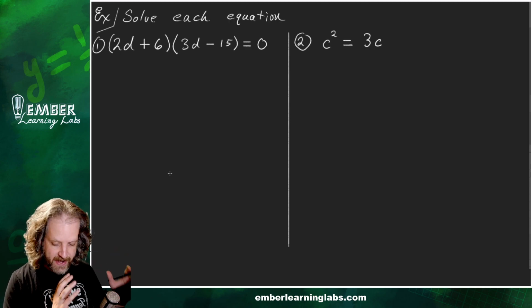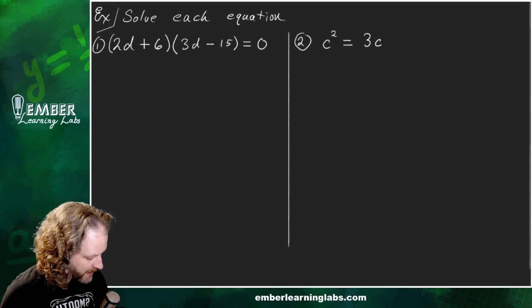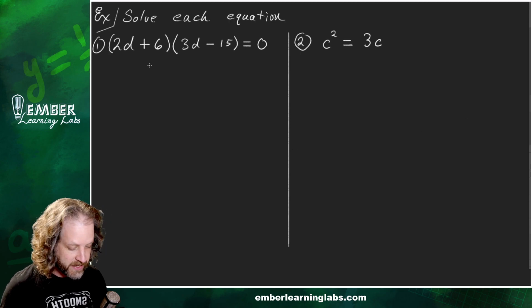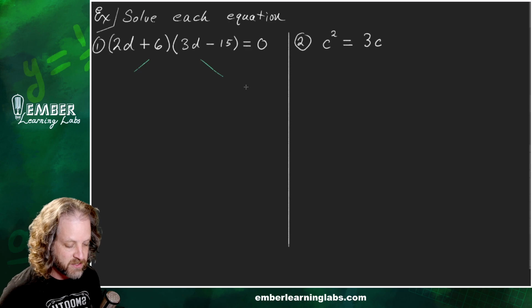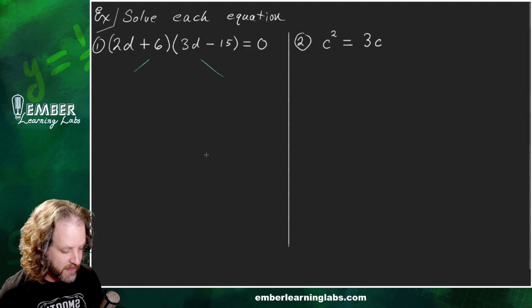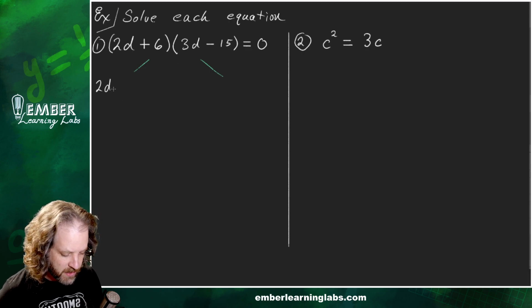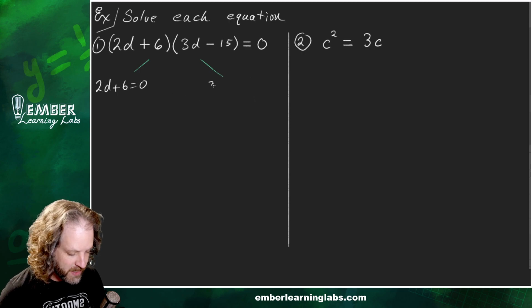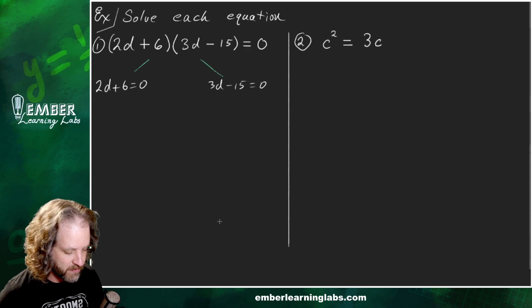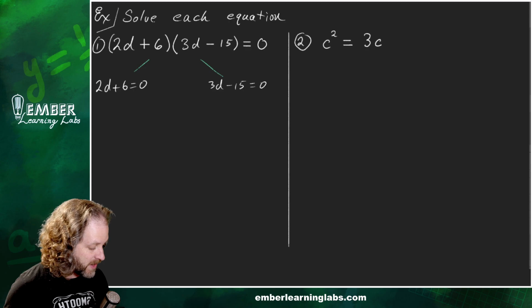It's completely factored. Once we have it completely factored and equal to 0, the next thing we can do is split this into two separate little baby equations, because we can set this one equal to 0 and this one equal to 0. So we can turn this into 2d plus 6 equals 0, and 3d minus 15 equals 0. Then we can solve each one of those little baby equations.